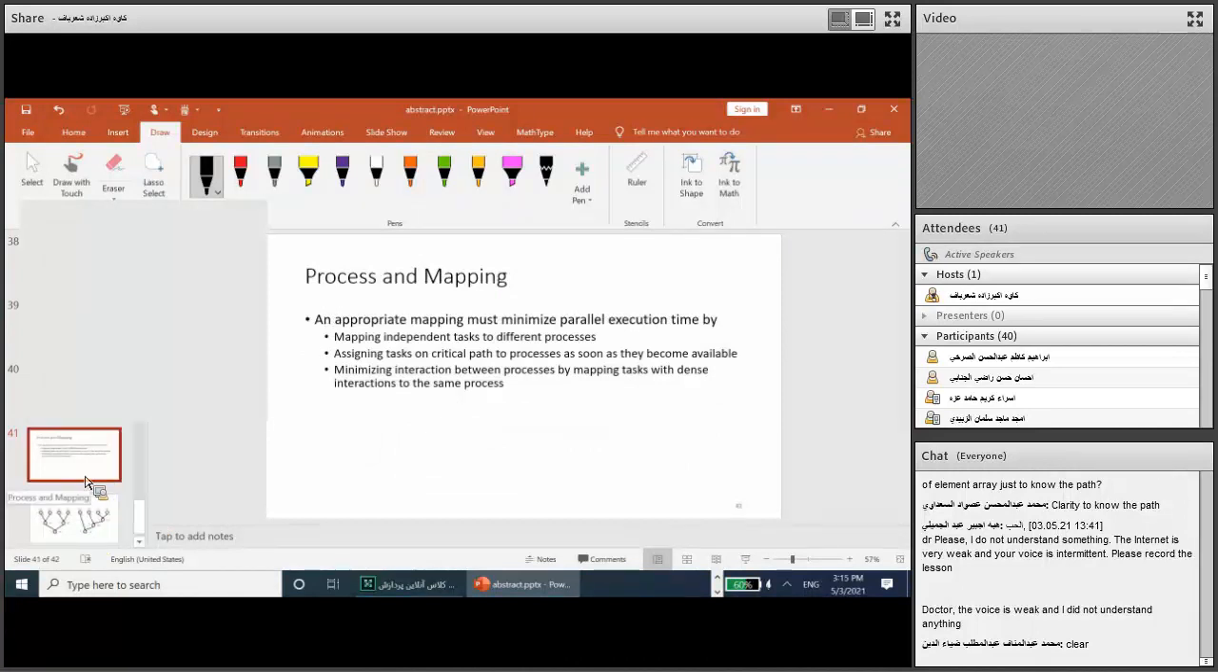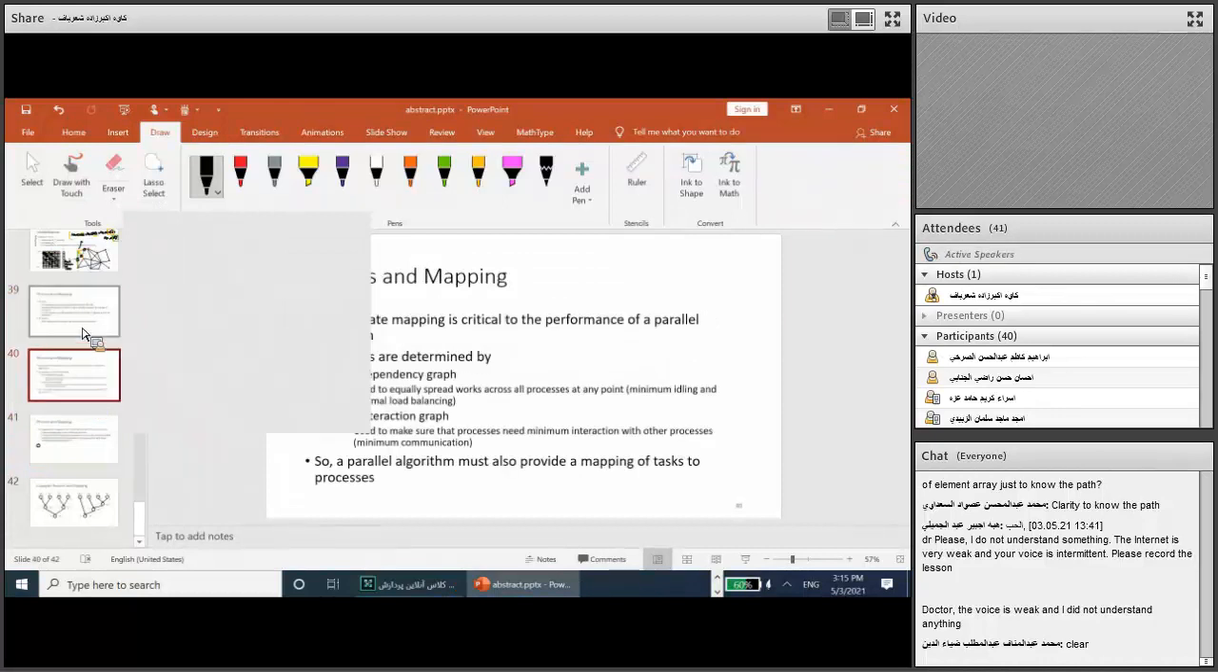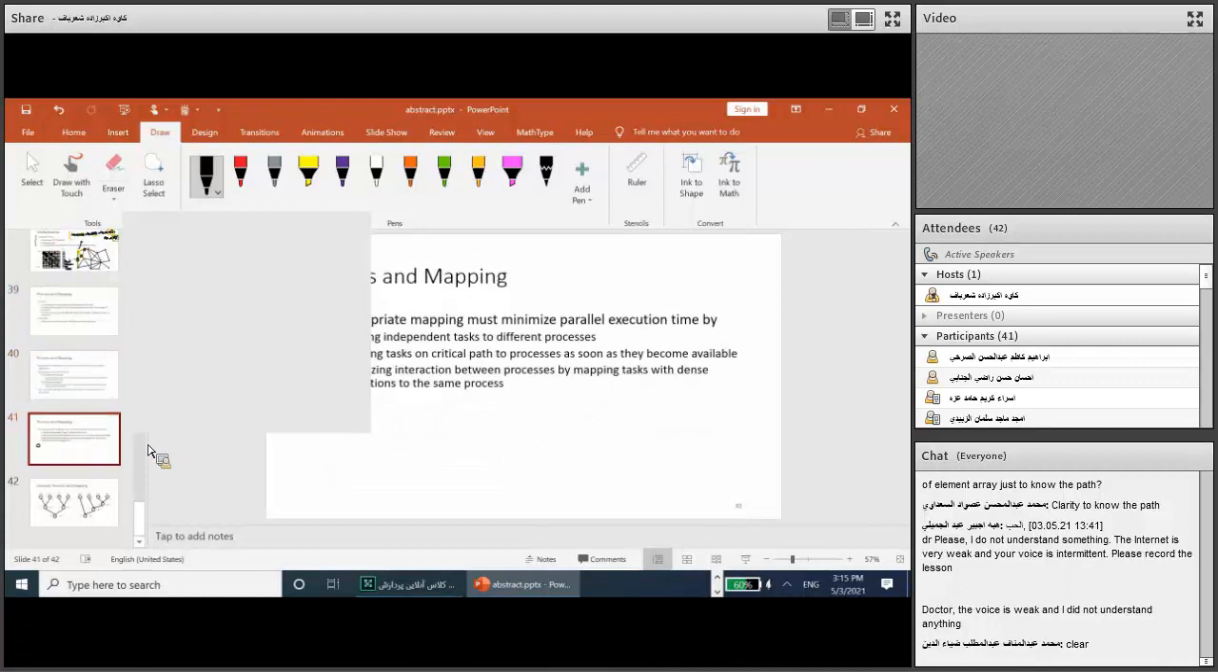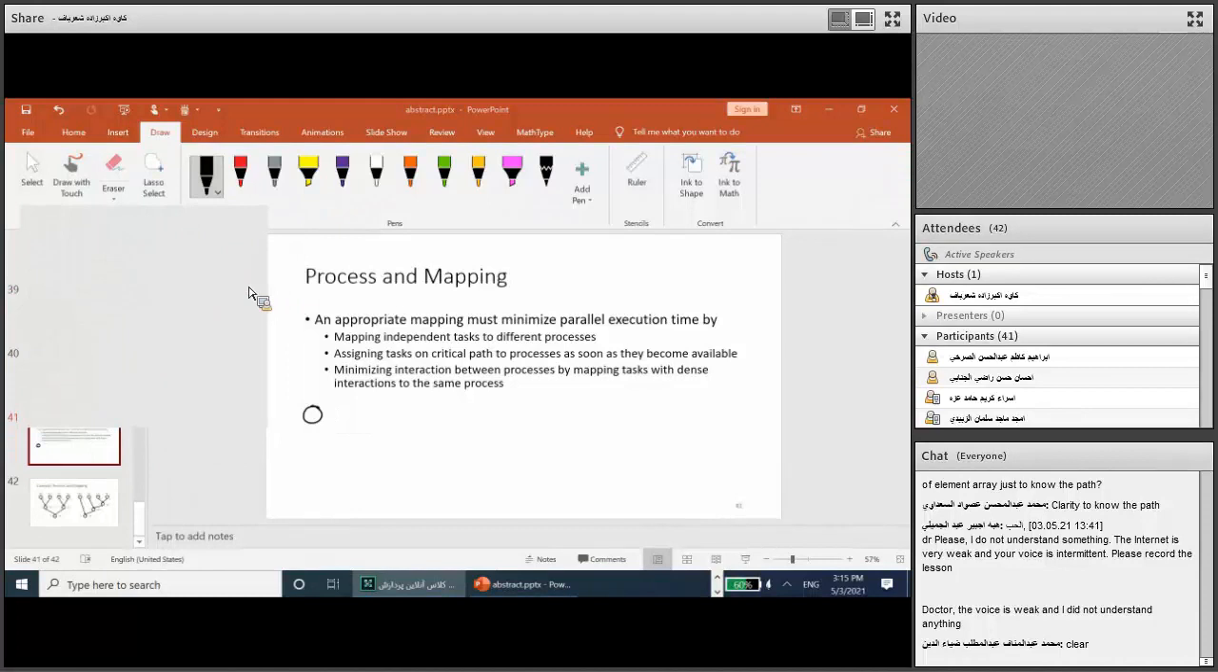Process and mapping. This is a task dependency graph. I skip these 2 slides and talk about them here. This is a task dependency graph. Task 1, 2, 3, 4, 5, 6, 7.